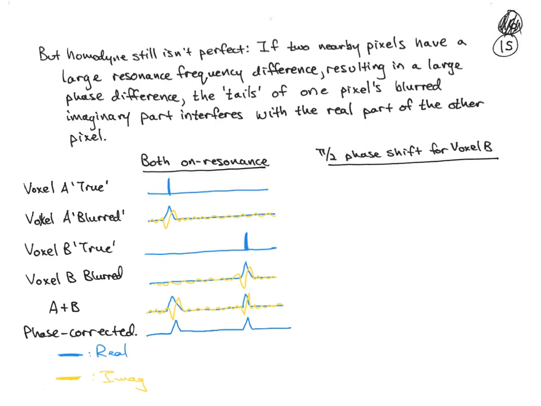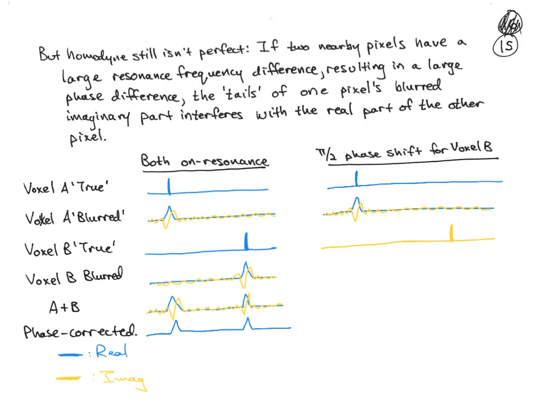Okay, but what if voxel B is off resonant such that it experiences a pi/2 phase shift? Sort of the worst case. So voxel A is still going to be on resonance. It's just going to be a spike in the real channel. When it's blurred by the partial Fourier weighting, it's going to give us sort of this triangular shape, and then we're also going to get energy in the imaginary channel. Now voxel B, though, is going to have a pi/2 phase shift, so it's going to be perfectly imaginary.